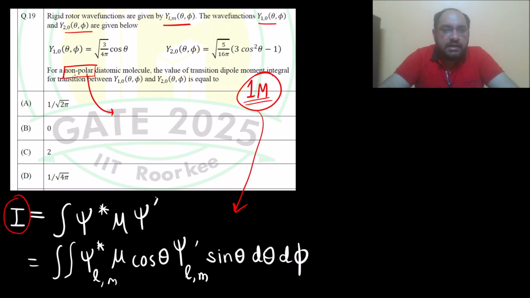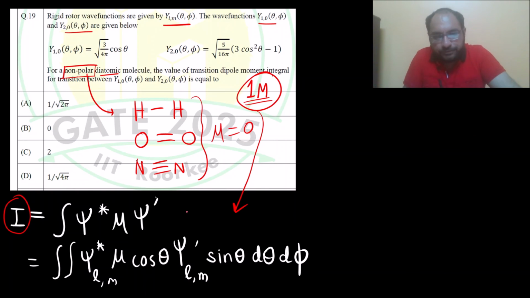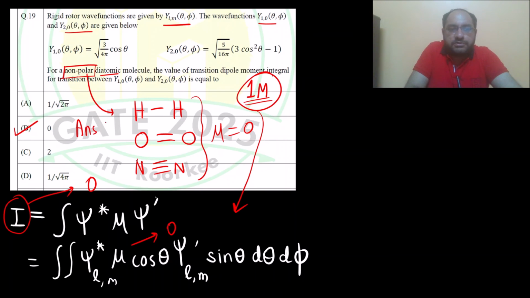What is that hint? Non-polar diatomic molecule. If a polar diatomic molecule had been given, then you would have to solve it. But for a non-polar diatomic molecule, let's say H2, O2 or N2, we know the dipole moment is 0. So this mu value is 0. Everything is multiplied by it, so what will be the value of I? It will be 0. So the correct answer here is option B.